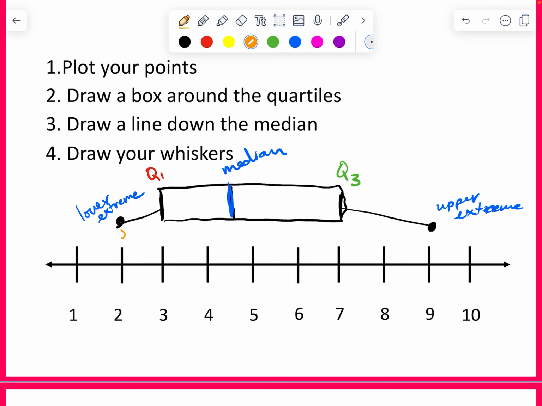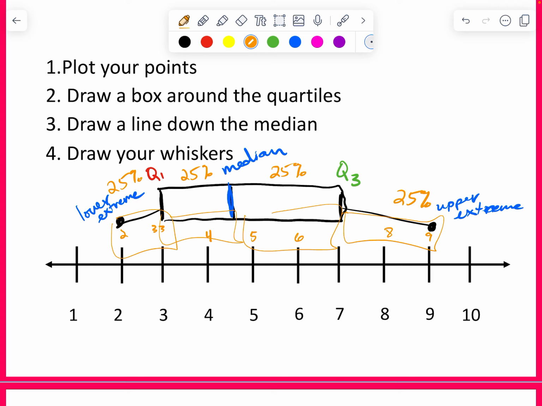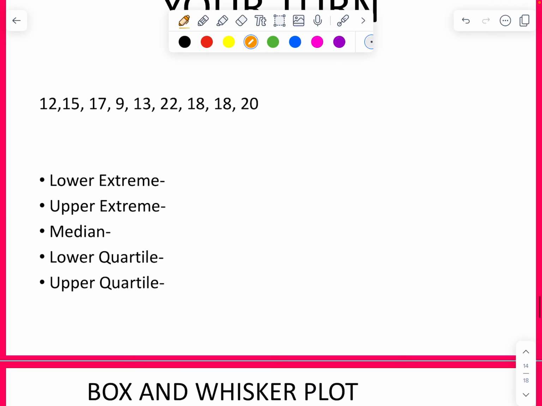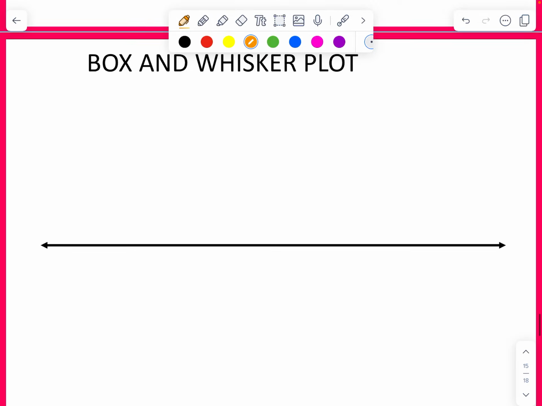So okay, I have a 2, a 3, and a 3, bottom fourth. A 4, a 5, a 6, middle. And then an 8 and a 9. So we've got the bottom, middle, middle, top. It fits, so 2, 2, 2, 2, and 2 within, so it shows me 25% of my data, another 25% of my data, another 25% of my data, and then my last 25% of my data. Kind of nifty. So you're going to find your extremes here, and then you're going to draw a box and whisker plot.